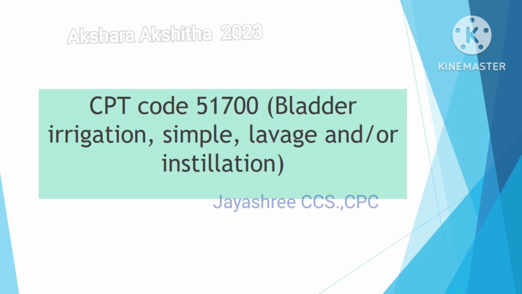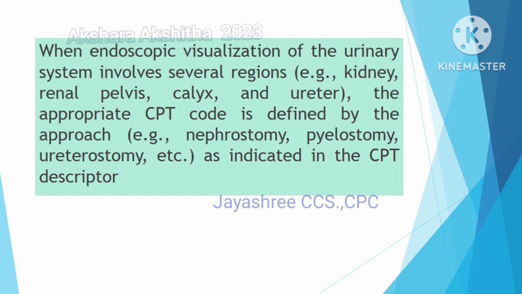The next point is, in the 5th series we have separate procedures for each site, like kidney, pelvis, calyx, and ureter. For example, nephrostomy, pyelostomy, ureterostomy. Those procedures we should check properly, site wise.